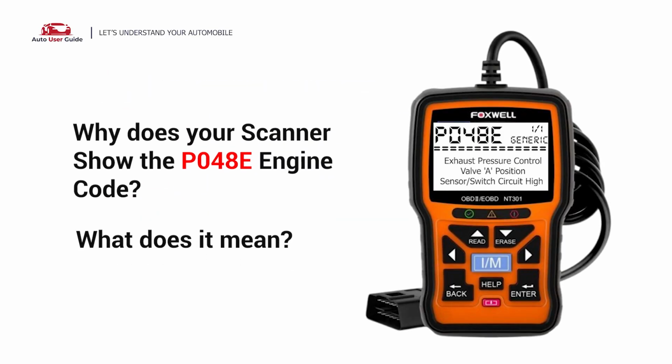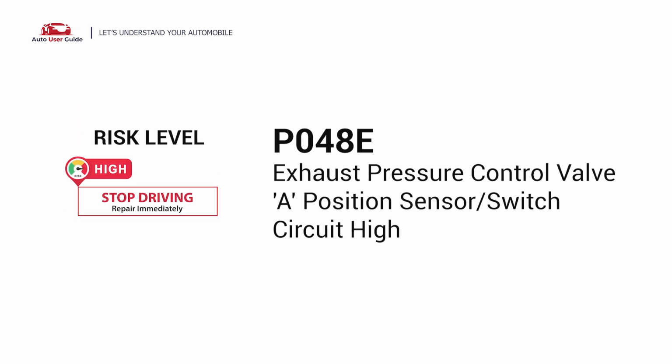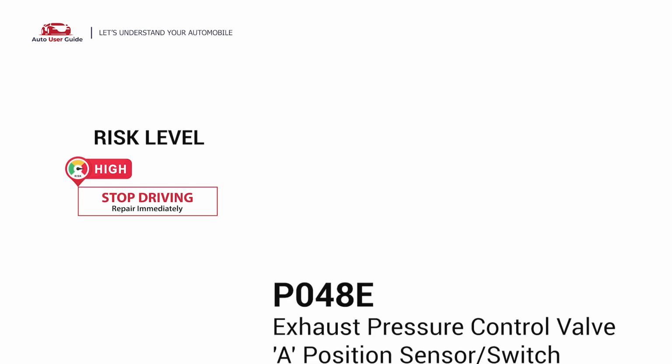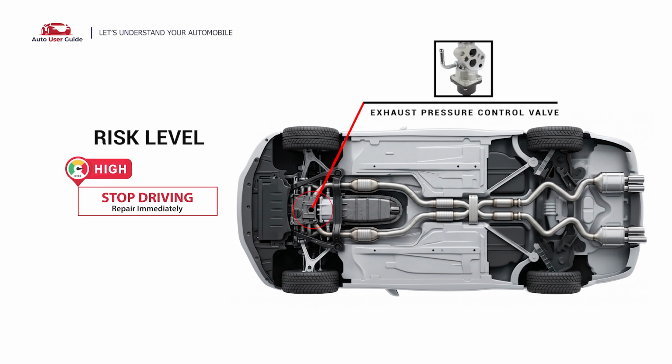Why does your scanner show the P048E engine code? What does it mean? P048E is a diagnostic trouble code for exhaust pressure control valve A, position, sensor, or switch circuit high. The P048E engine code indicates that the ECM or TCM has detected a voltage drop or an electrical fault in the circuit that controls the automatic transmission's shift solenoid E.